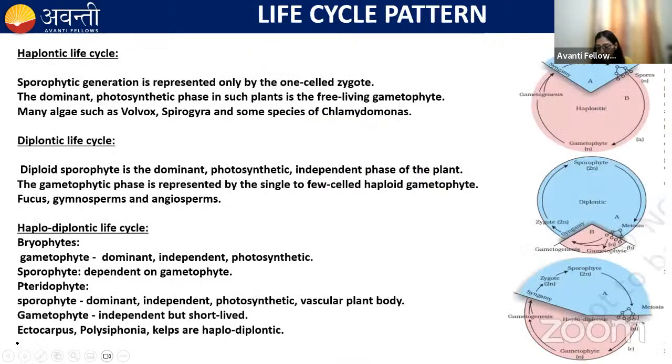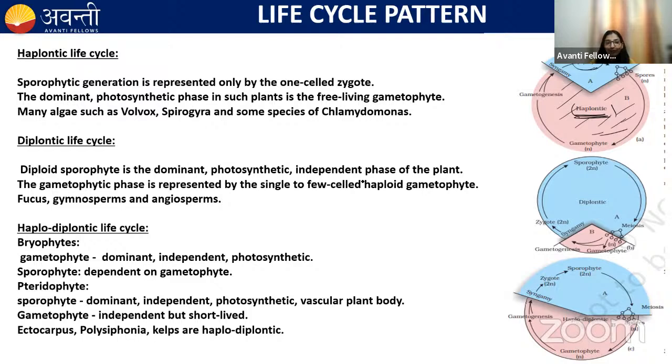Now let's discuss the life cycle patterns. This figure shows you the haplontic life cycle, and most of the algae have the haplontic life cycle. You can see this. The major portion is occupied by the haploid phase. And the single-cell zygote represents the sporophyte in case of the algae. So most of the algae have the haplontic life cycle. Okay. Examples are Volvox, Spirogyra, Chlamydomonas. But remember, I'm saying most of the algae have a haplontic life cycle. I'm not saying that all the algae have a haplontic life cycle, because exceptions are present.